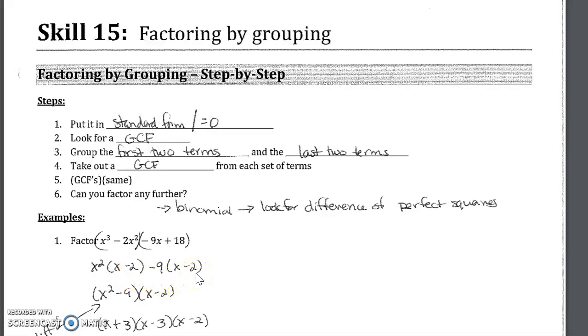That should happen every single time. So you have x squared minus 9 and x minus 2. X minus 2, you're not done. That is a binomial. You need to factor that binomial again because it's the difference of perfect squares. Remember, you're looking for a difference, which means subtraction. You're looking for numbers that are perfect, like 9. And then you're looking for the fact that there's an x squared. So x squared minus 9 becomes x plus 3, x minus 3, and x minus 2.